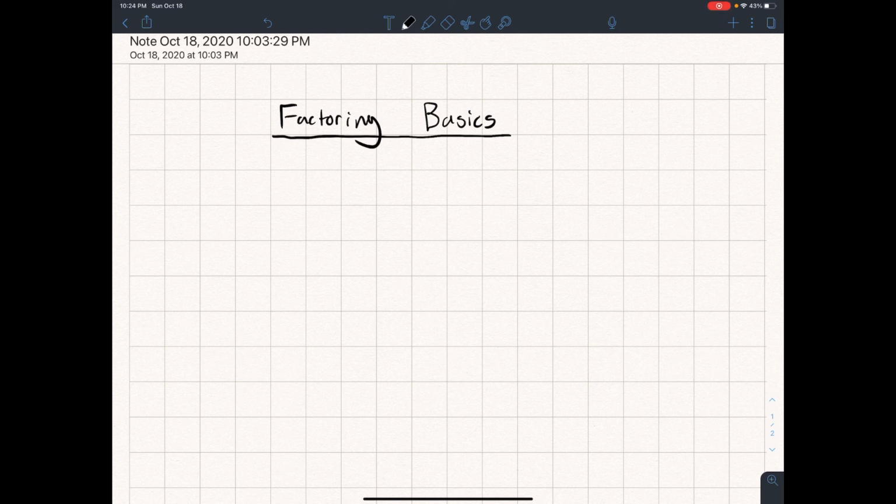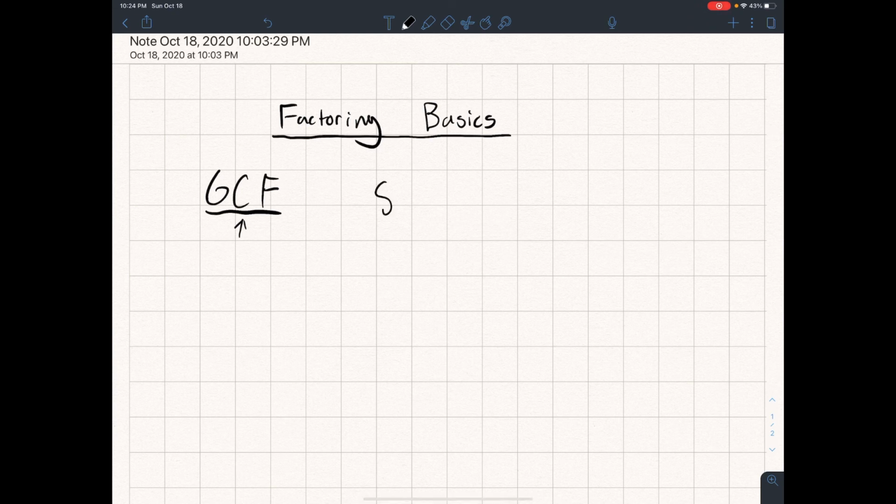So factoring basics, the things that we need to review and remember: GCF. Greatest common factor is the name of the game whenever we're doing factoring. The very basics of it is, let's say I have two numbers, and that's usually the idea. If I'm looking at multiple terms, multiple numbers, what do they have in common? That's where the greatest common factor comes in.